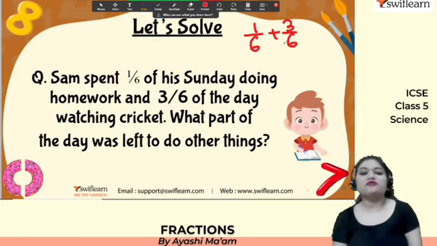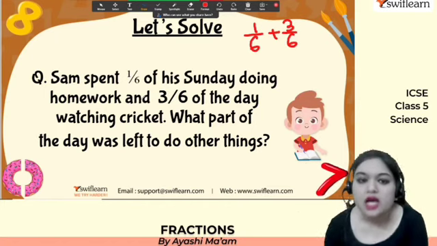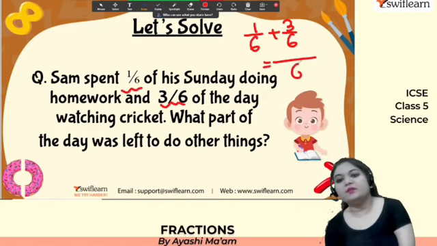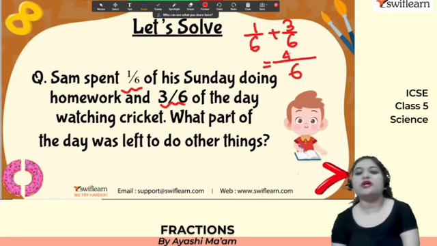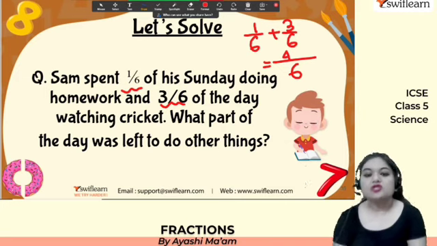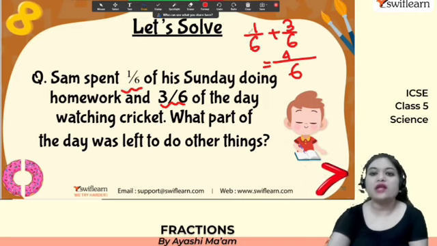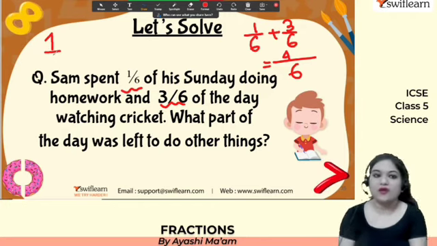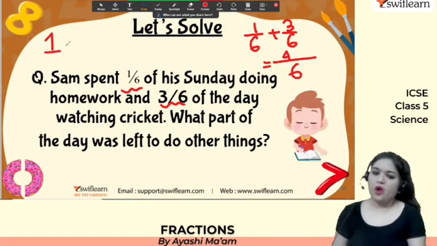Okay, so for that first we need to find out what part of the day he has already used up. So he has used up 1/6 of the day and 3/6 of the day. That means, like fractions, he has already used up 4/6 of the day. Right? It's already done. So what part of the day is left? So what is the whole day? Whole day is nothing but 1. In fraction, whole means 1, right? So what part is left?